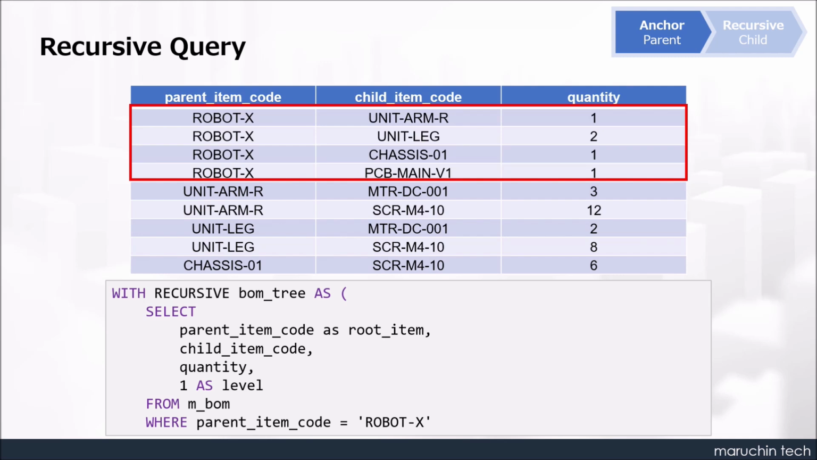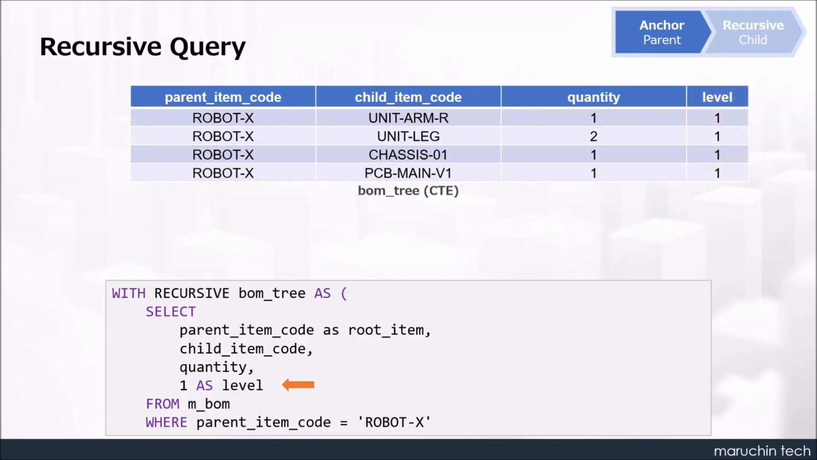Next, we select the parent item code as the root item, along with the child item code and quantity. Furthermore, we add a new column called level. This level represents the depth of the hierarchy. For the initial parent-child relationship, we set the level to 1. This is the table of the initial query result. We save this table with the name bom3 as a temporary table, CTE. This temporary table is not saved permanently. It exists solely for this calculation.